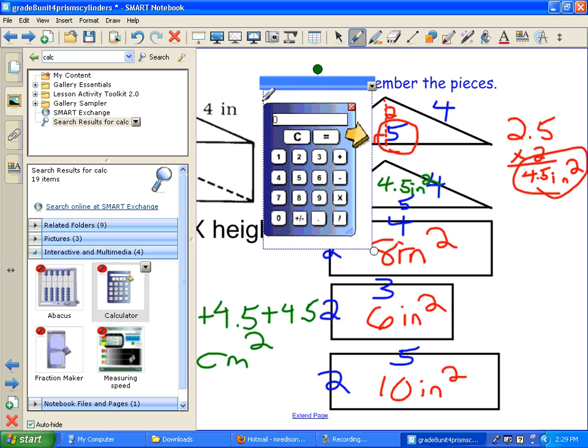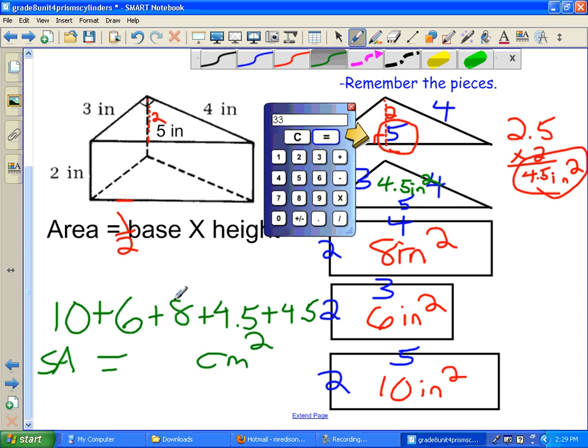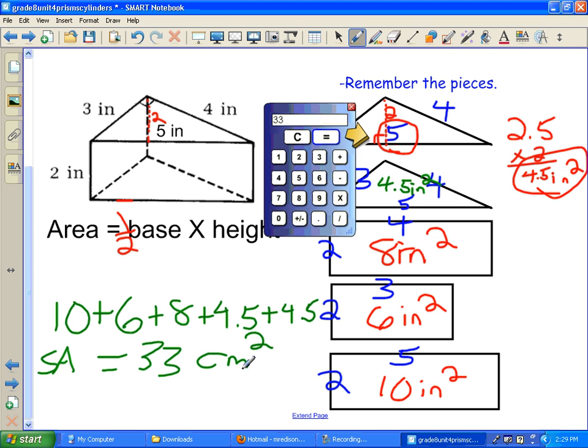So let's do that. So we've got 10 plus 6 plus 8 plus 4.5 plus 4.5, and the total answer is 33 centimeters squared. So whatever you're given in a triangular prism, you just need to use your area of the triangle to calculate the top and bottom, and then use your area for rectangles to calculate each side separately.